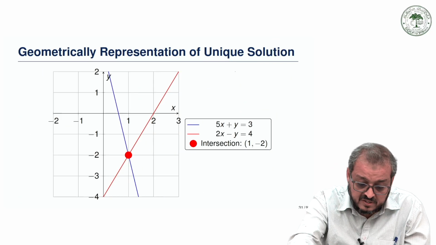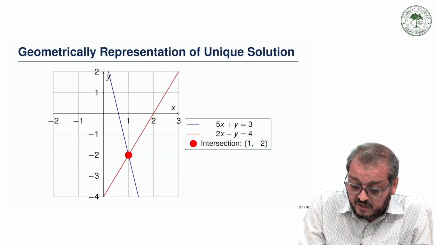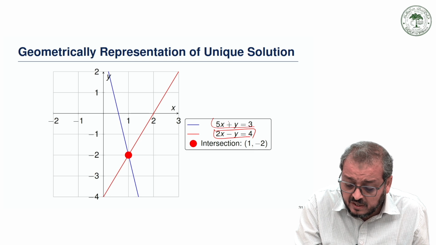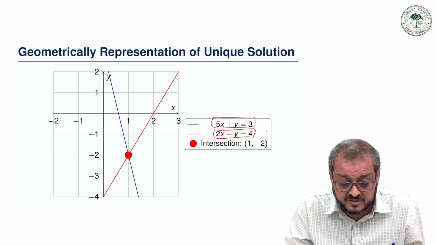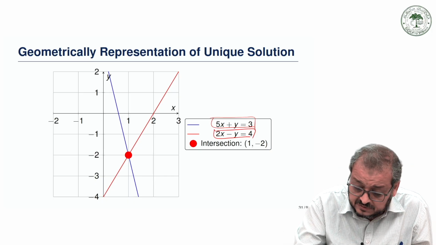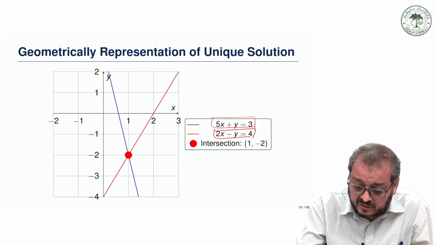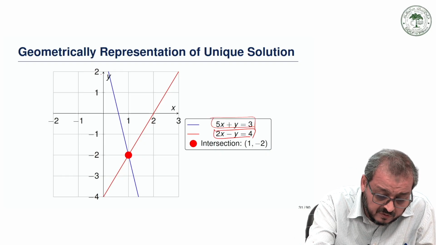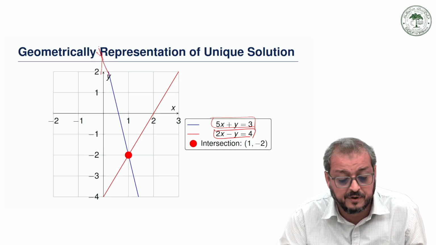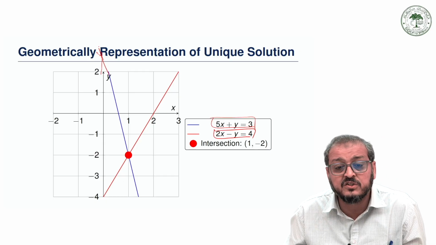Okay, as I have just said, this red line is of the form 2x minus y is equal to 4. This blue line is of the form 5x plus y is equal to 3. When x is equal to 0, y is equal to 3, and the line goes upward, meeting at this point. So this is the way we can represent a unique solution geometrically.